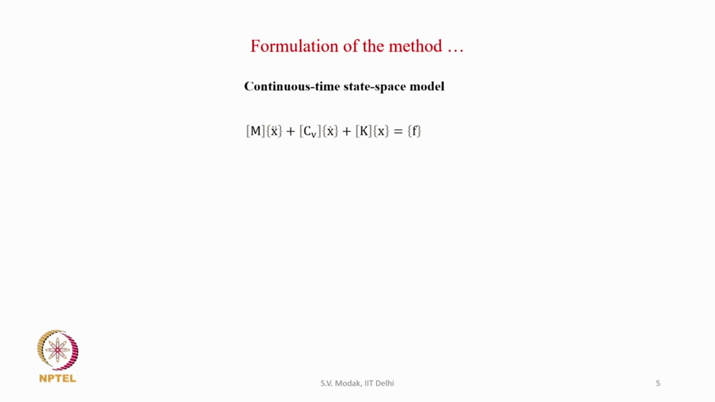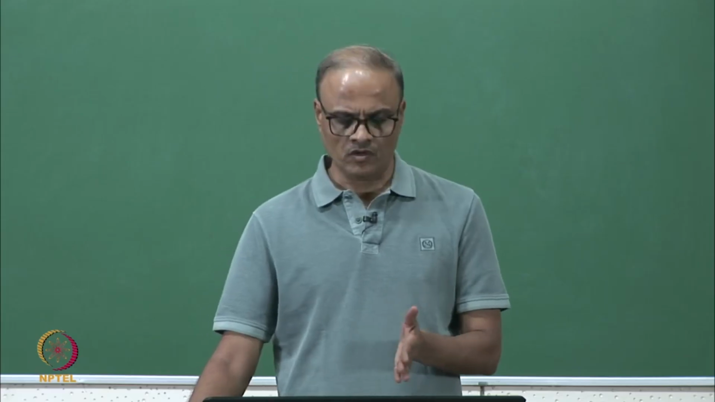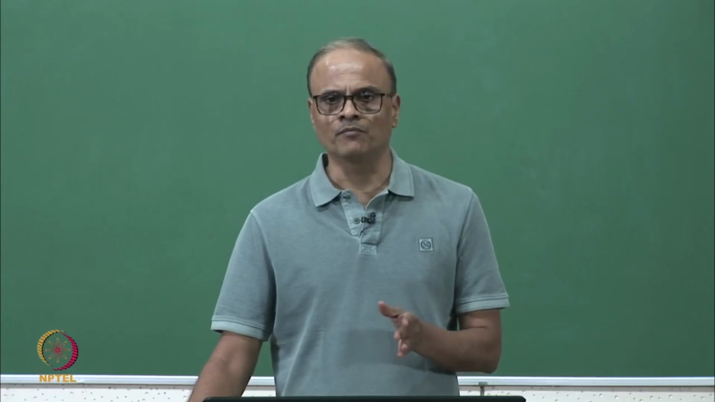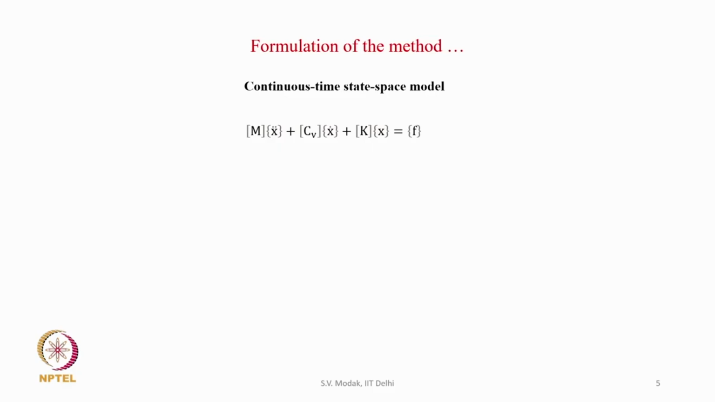Here you can see it is M x double dot plus Cv x dot plus K x is equal to f. We have used the symbol Cv to represent the viscous damping matrix, because later we are going to use the symbol C for the output matrix, and in order to make a distinction we use Cv here. Now, these are second order differential equations, and from this we can obtain a state space model.